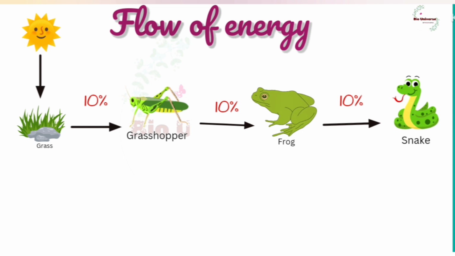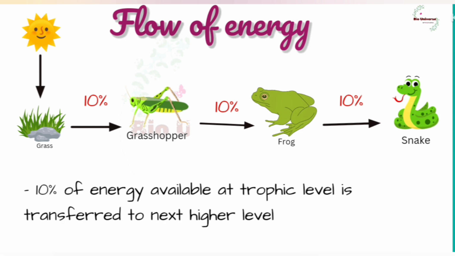We find that when energy flows from the producers to the consumers at different trophic levels, there is a loss of energy at each trophic level. It has been found that only about 10% of the energy available to the trophic level is transferred to the next higher level. This is called the 10% law.